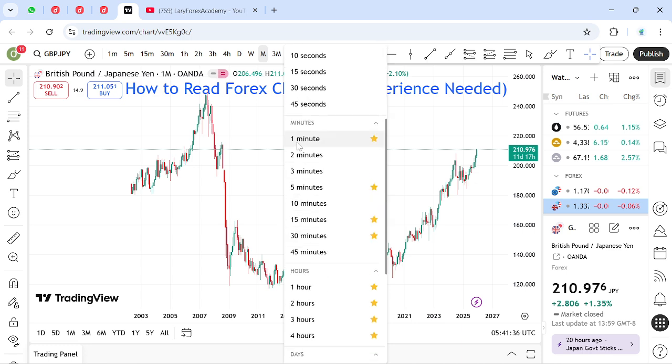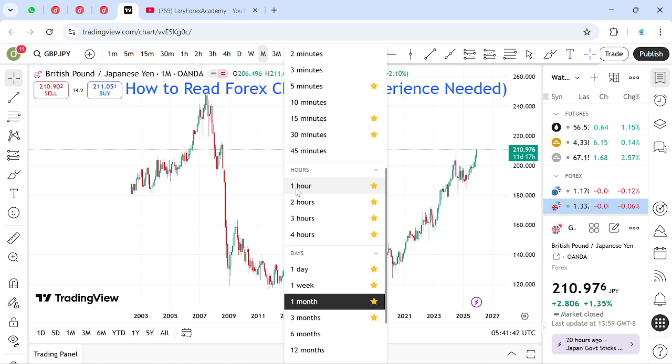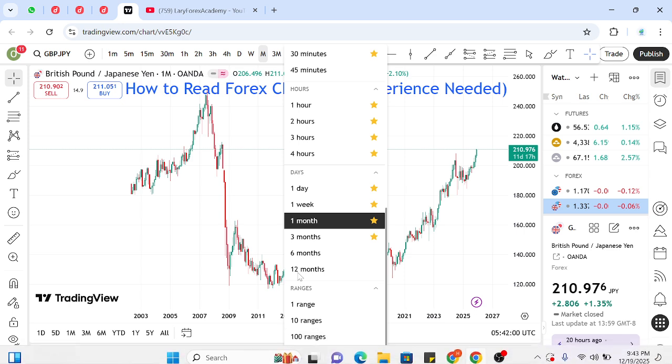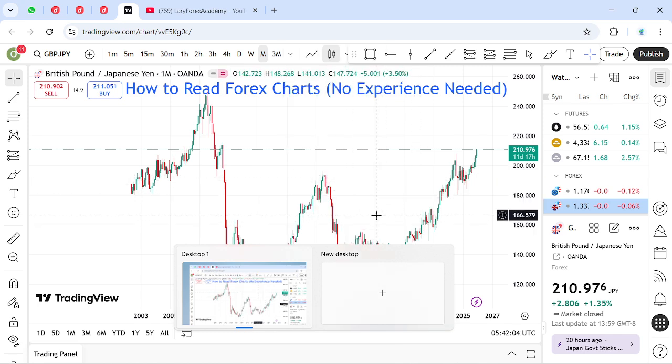We have the minute time frame, which are the 1 minute, 15 minutes, all of that, 45 minutes, and so on. We have the 1 hour. So these are the hour time frames, down to 4 hours. We have the daily time frame, weekly time frame, monthly, 6 months, 12 months, and so on. Then we have the range. All these are different time frames, which I will explain shortly.